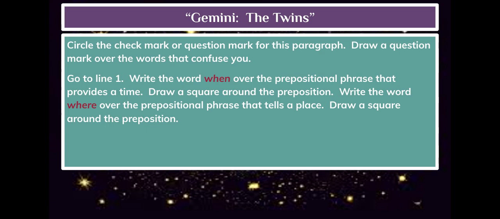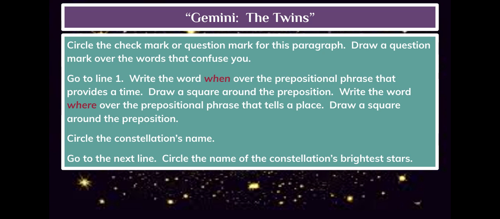Write the word where over the prepositional phrase that tells a place. Draw a square around the preposition. Circle the constellation's name. Go to the next line. Circle the name of the constellation's brightest stars.